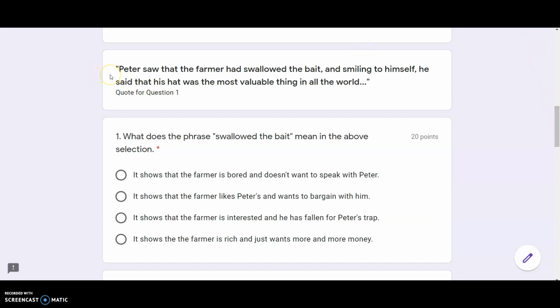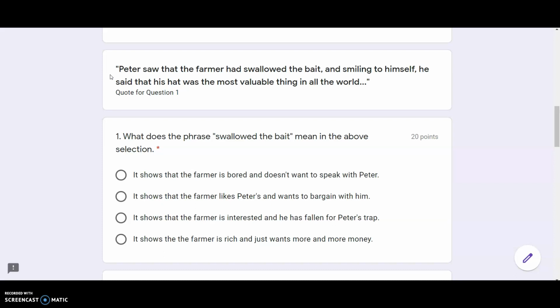Peter saw that the farmer had swallowed the bait, and smiling to himself, he said that his hat was the most valuable thing in all the world. Question 1. What does the phrase swallowed the bait mean in the above selection? Now remember, we did talk about this phrase, swallowed the bait. Think of fish. We use bait for fish to catch them, right? To hook them on. So, what does the phrase swallowed the bait mean in the above selection?